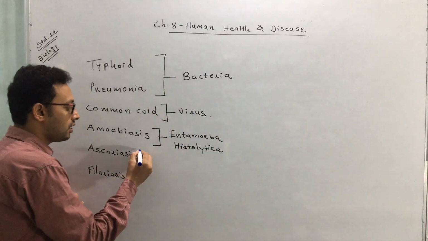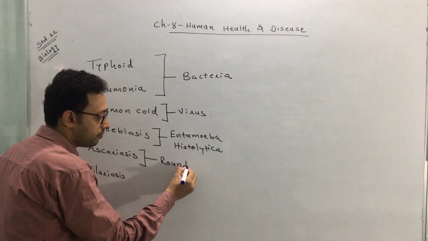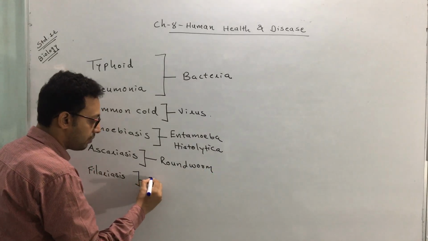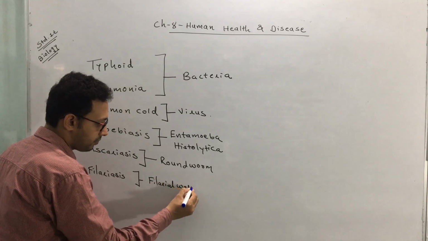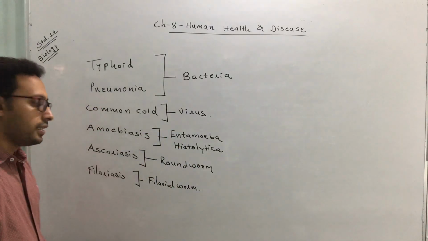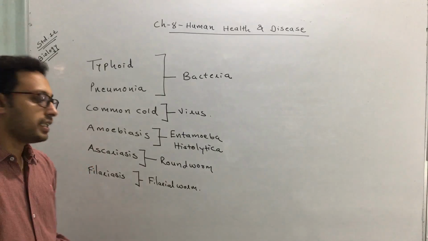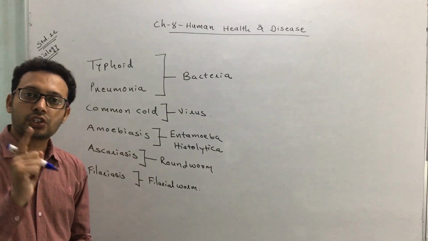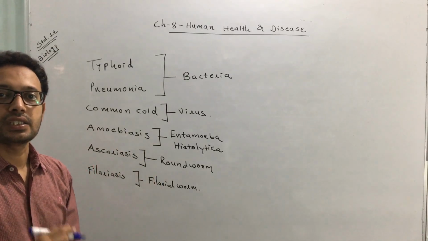Ascariasis is caused by roundworm, and filariasis is caused by filarial worm. The transmission of filariasis, or elephantiasis, needs a vector. Here the vector is the mosquito. In the case of amoebiasis, it also needs a vector, and the vector is the housefly. It acts as a vector.